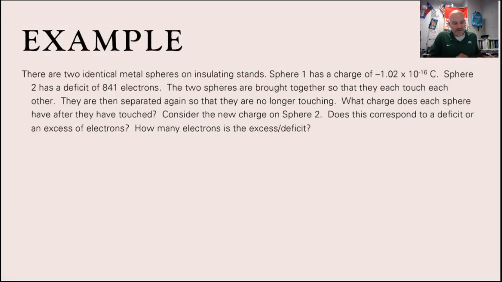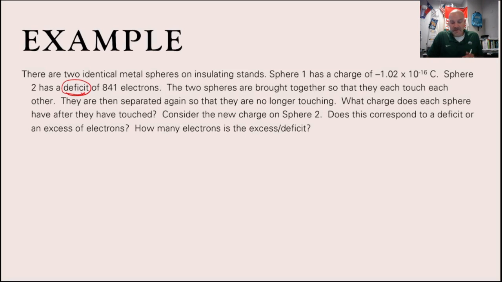So we have two identical metal spheres standing on insulating stands. Sphere 1 has a charge of negative 1.02 times 10 to the negative 16. Sphere 2 has a deficit of electrons of 841. It's written a little bit weird, but sphere 2 has a positive charge because it tells us that it has a deficit, right? The two spheres are brought together so that they touch each other. They are then separated again so they are no longer touching.